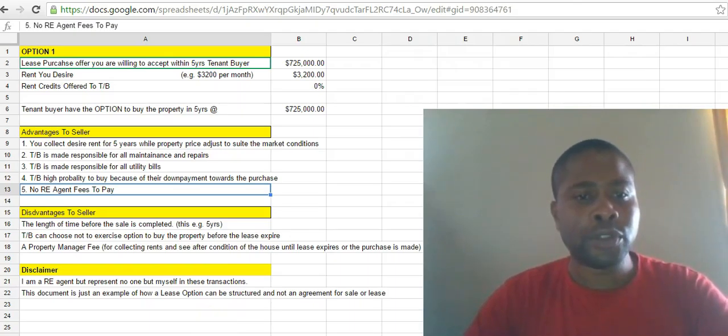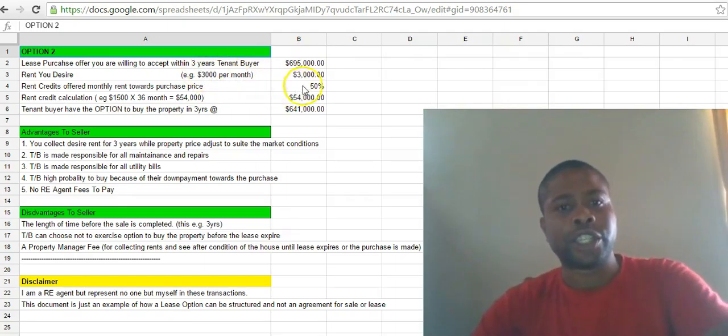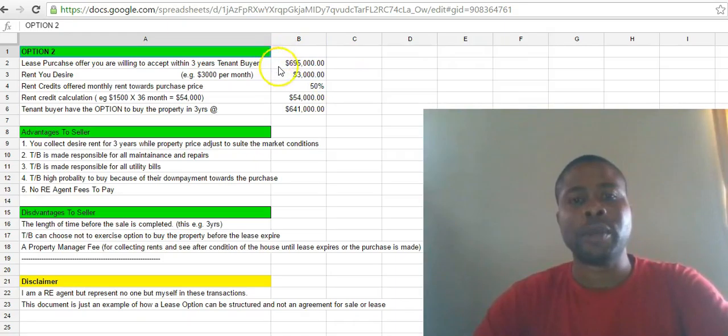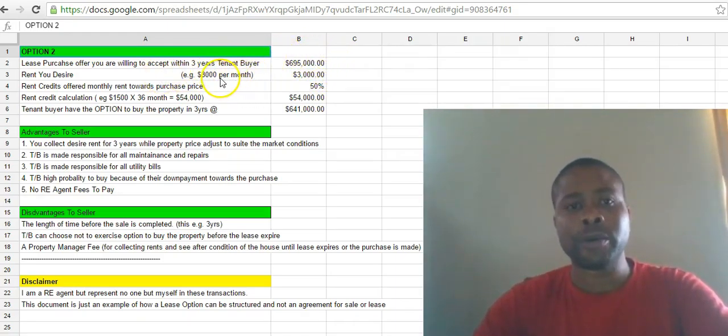All right, and option two would be, because this is a shorter term, you may probably want to decrease the price, or as a seller, you may want to look at reducing the price because the tenant buyer will be looking to exercise that option in a shorter period.